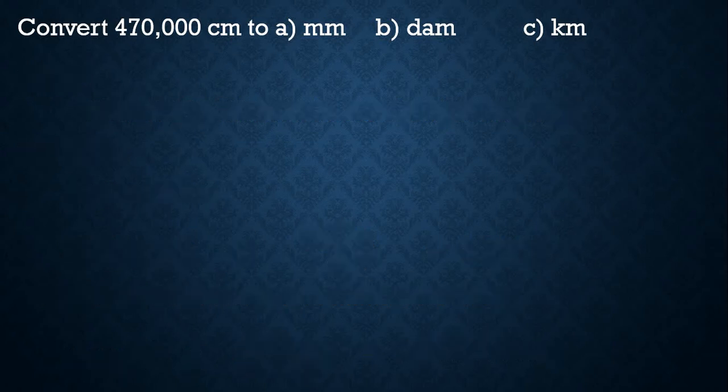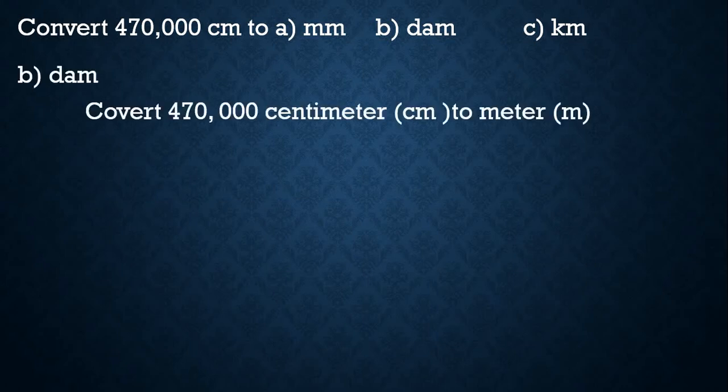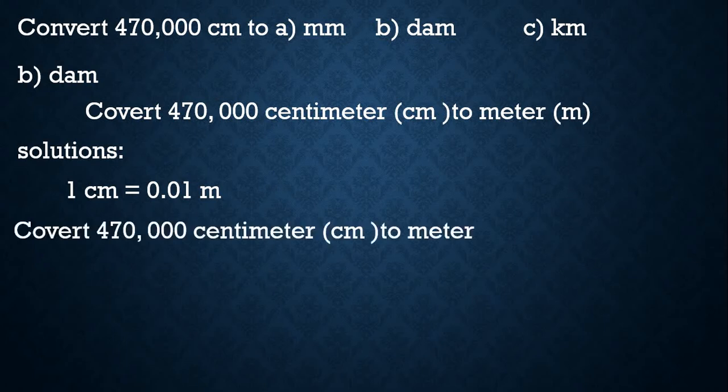Now convert 470,000 centimeters to decameter. The first thing to do is to convert 470,000 centimeters to meters. The conversion is 1 centimeter is equivalent to 0.01 meter. Let us again use 470,000 centimeters.